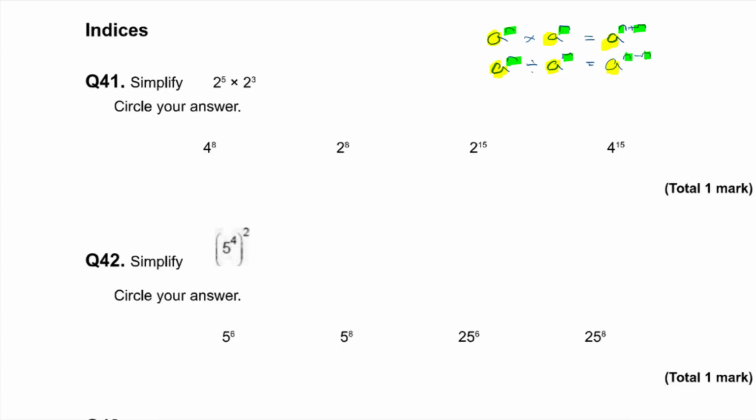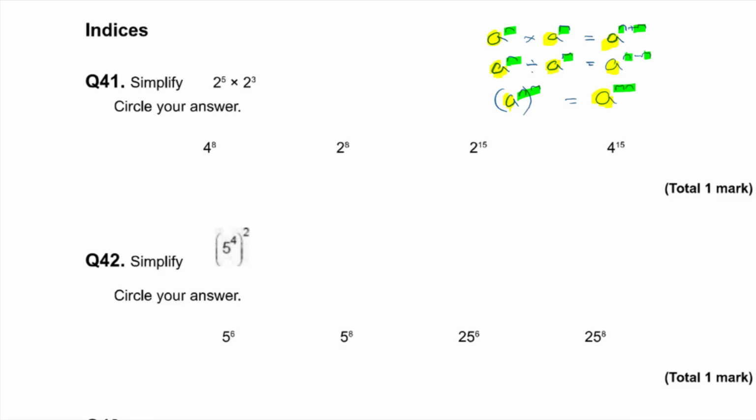And then finally, the last rule that we need to remember is if I've got a number with a power and then I raise it to another power, then I'm going to be multiplying those indices together. So a to the n raised to the power of m is going to be a to the power of m times n. Okay? So these are like the three rules that you need to remember and be able to apply to these questions to answer them correctly.